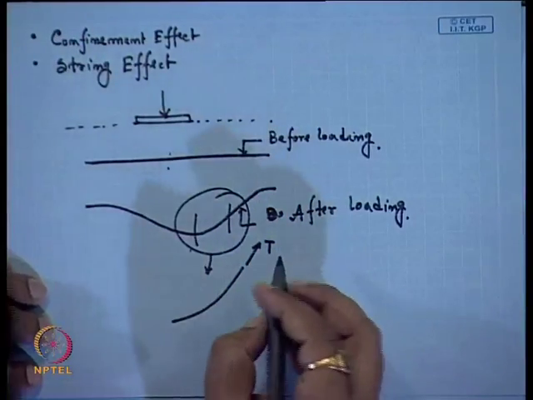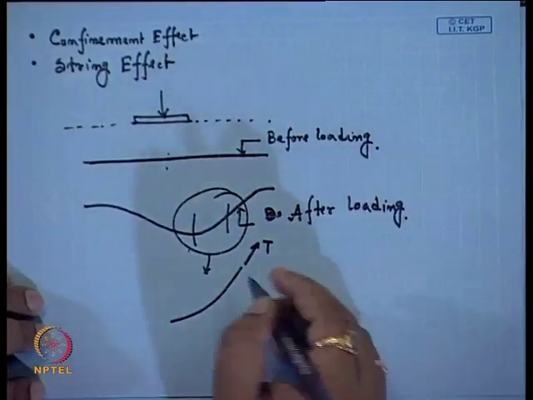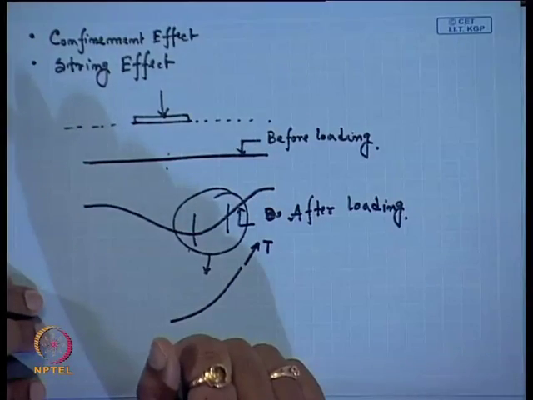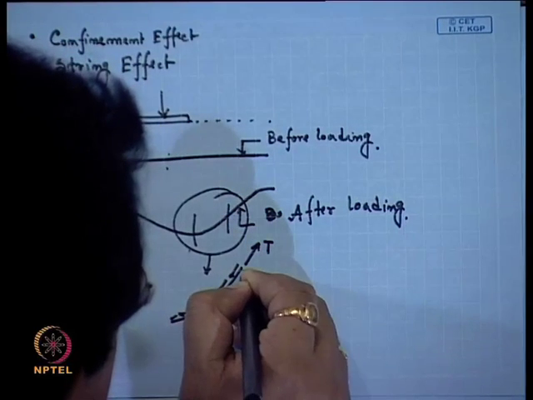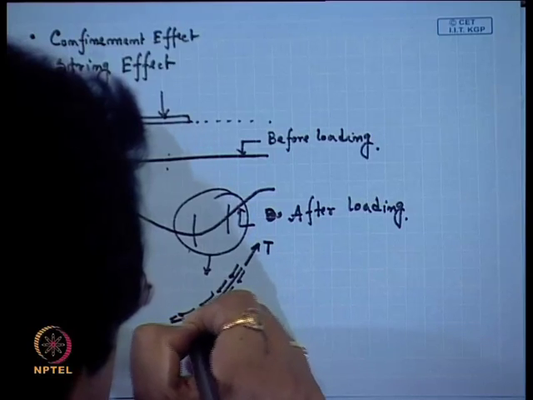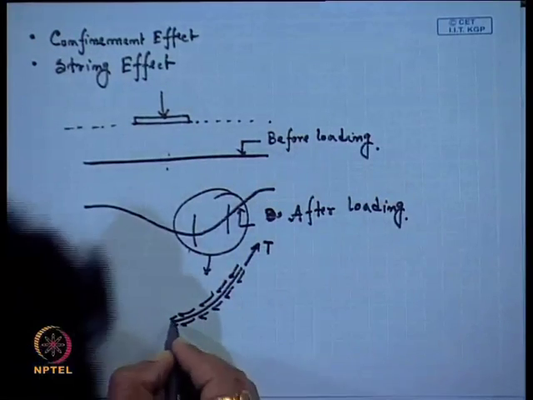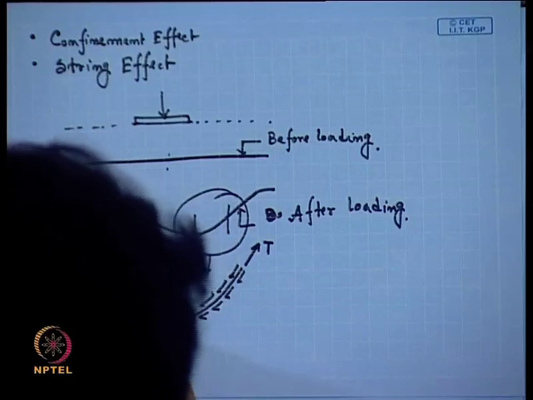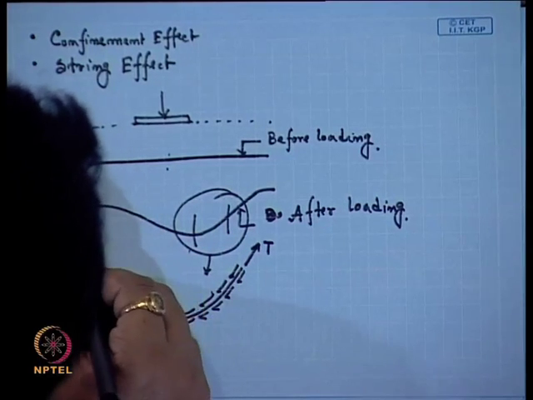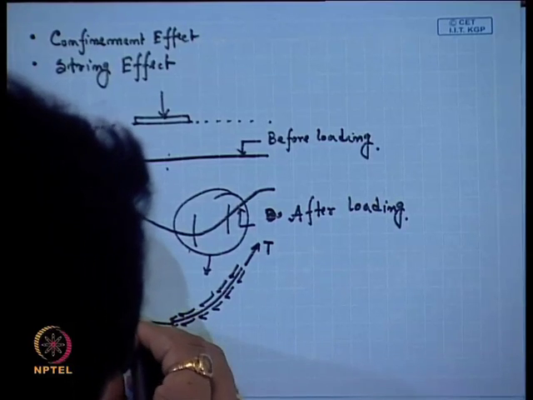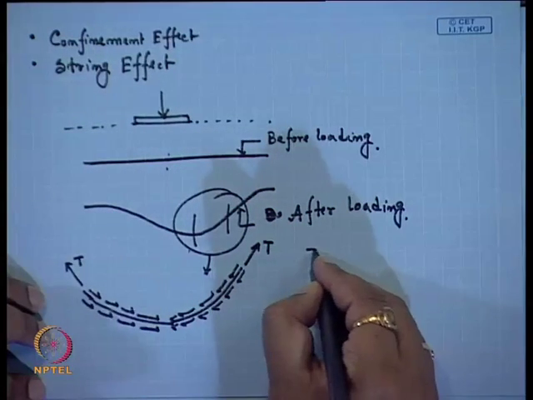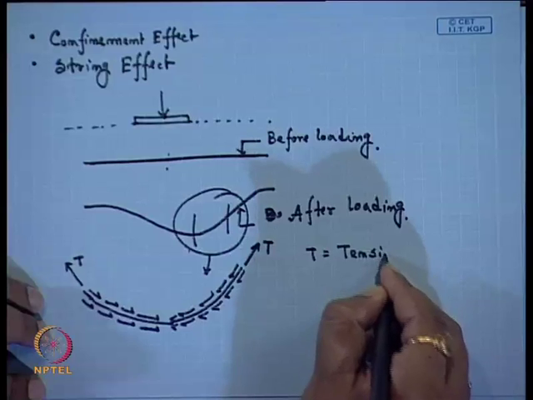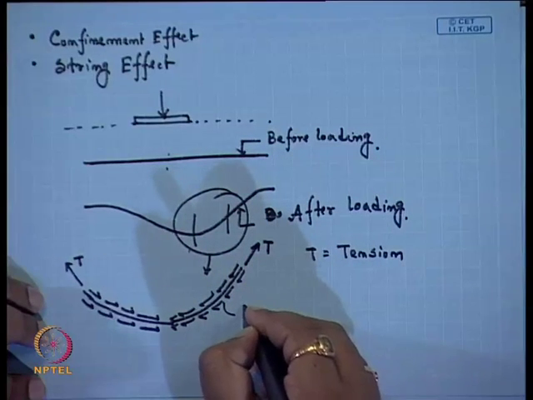If tension is developed, what counterbalances this tension? There is something that counterbalances it: this friction acting within the reinforcement. If I take the other side, there is a tension T. If I take a symmetric figure, this is the friction. So T is the tension and this is the friction.